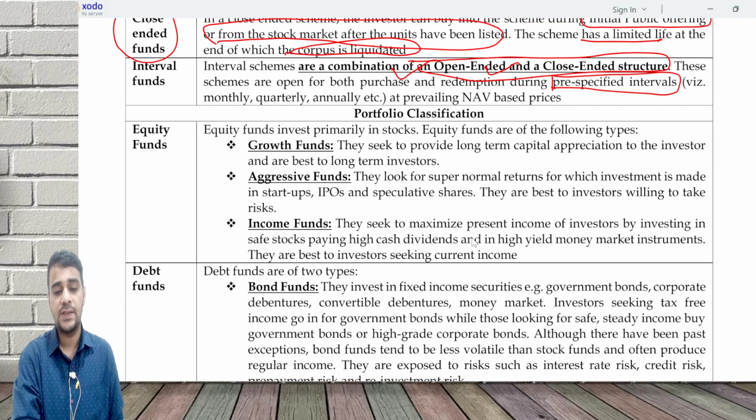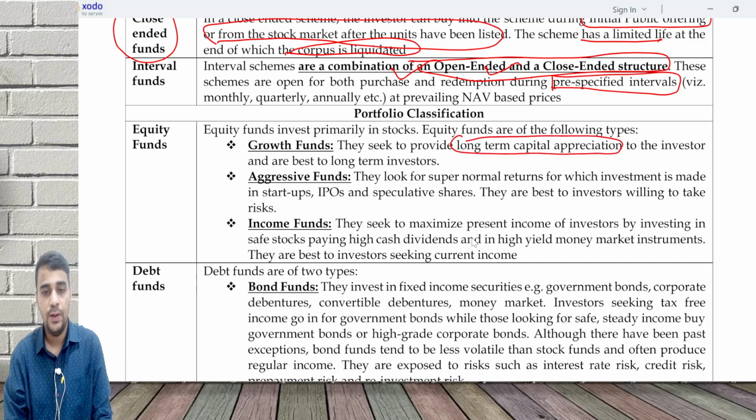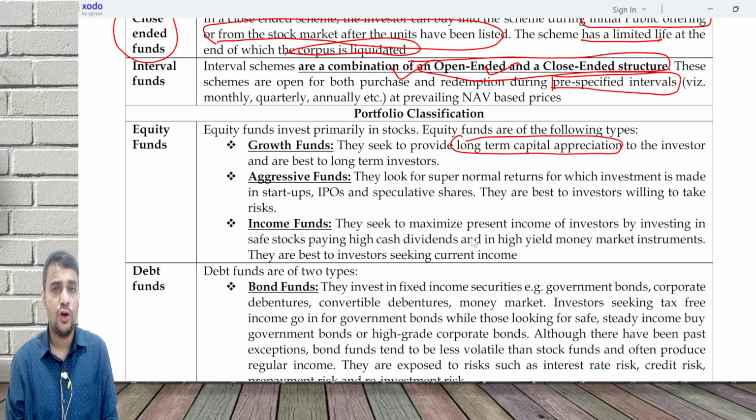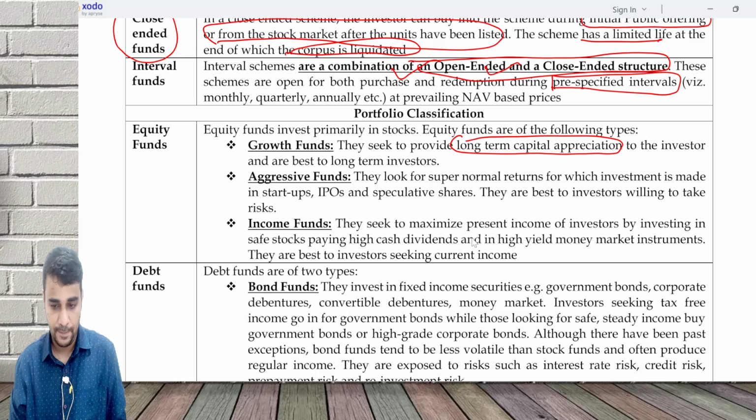Growth fund is basically looking for long-term capital appreciation. The objective is you invest in this fund at least for a period of 5 years. This is not to be confused with growth plan of a mutual fund. Growth funds are basically, the objective is to provide long-term capital appreciation.